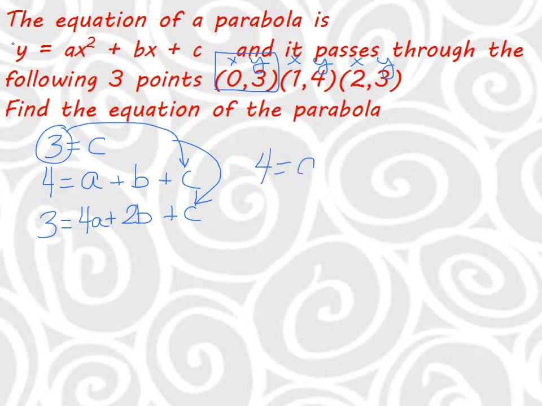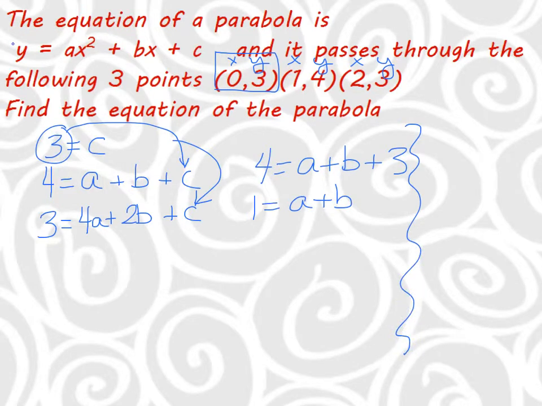So 4 equals a plus b plus 3, and I'll just subtract the 3 to the other side. All right, and then on my second equation, I'm going to plug in 3 equals 4a plus 2b plus 3. And then I'm going to subtract the 3 to the other side. And there I have another equation that has an a and a b in it. So I'm going to use those two equations to solve the system between a and b.